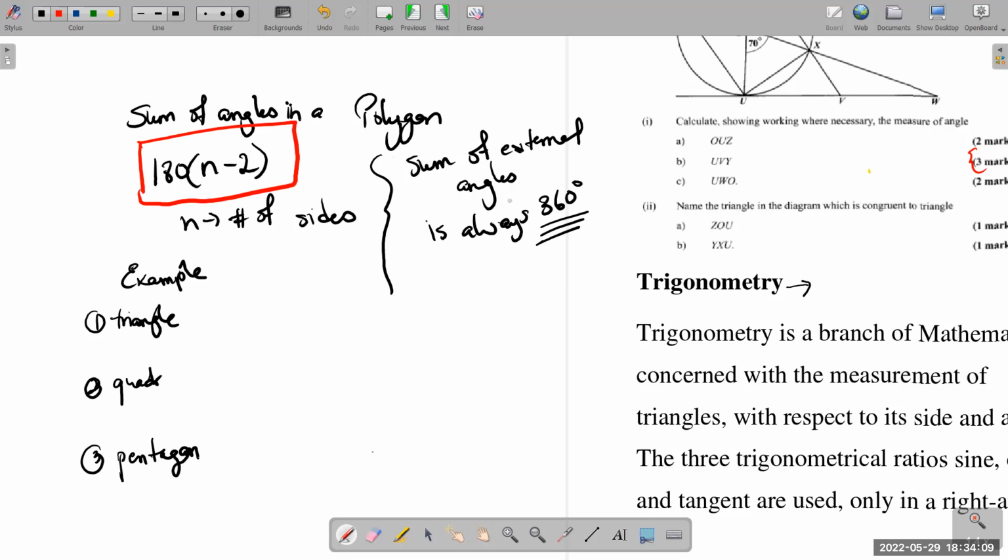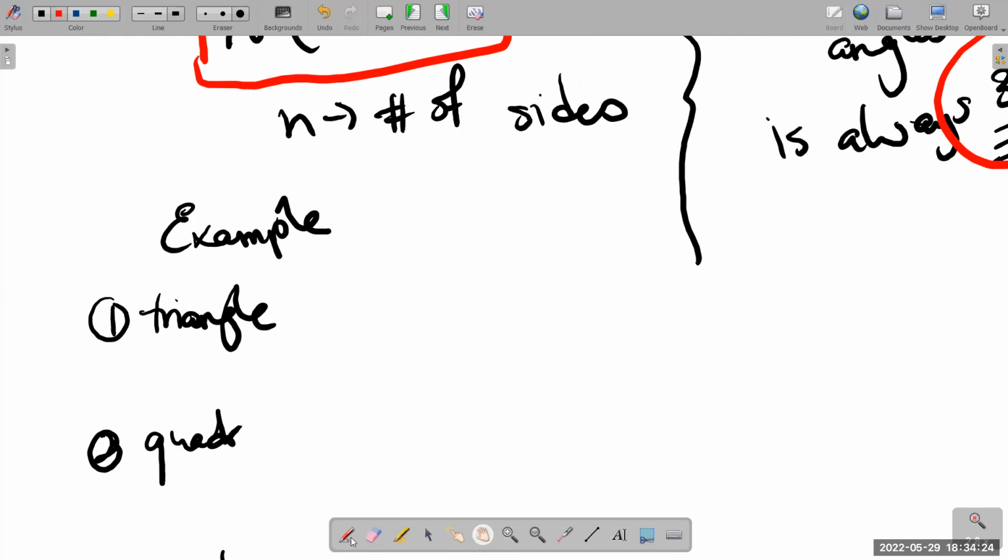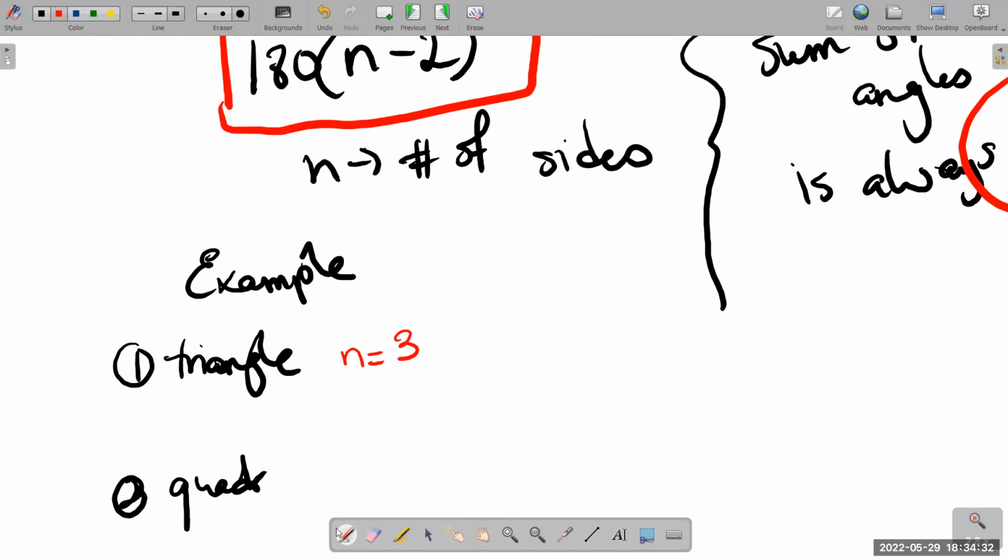Then something you also need to know is the sum of all the external angles of any polygon is always 360. Everybody with me? So let's take an example. How many sides does a triangle have? So n is equal to what in this example? n is equal to 3. So let's use the formula and see if we get the correct sum. That's 180 times (3 minus 2), which is the same thing as 180 times 1. Isn't that true? The sum of angles in a triangle is 180.